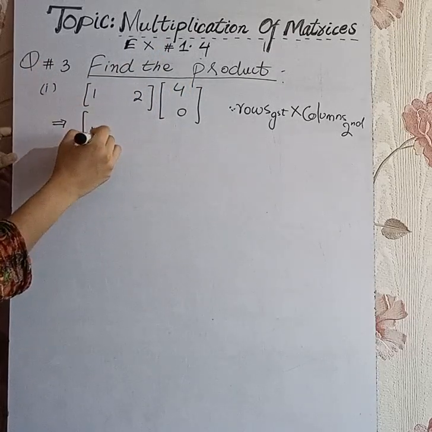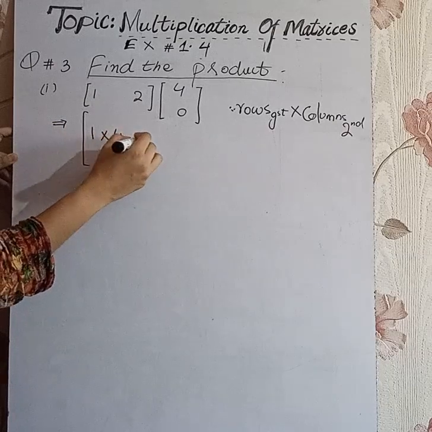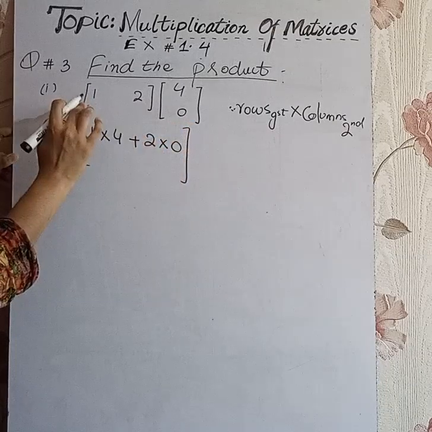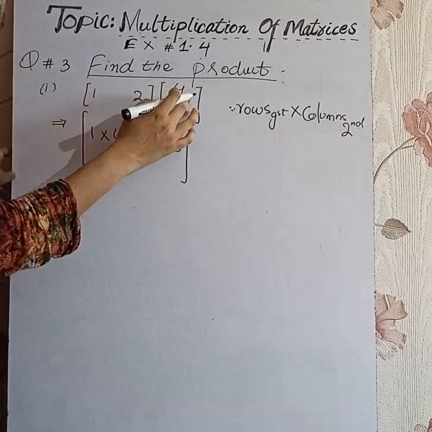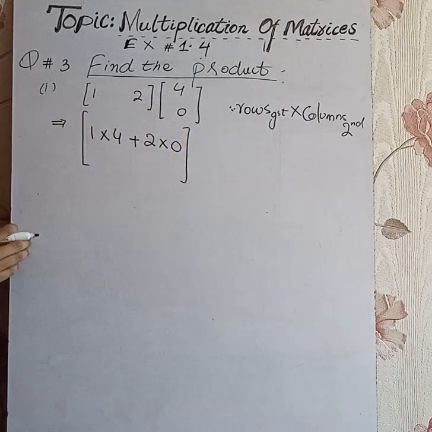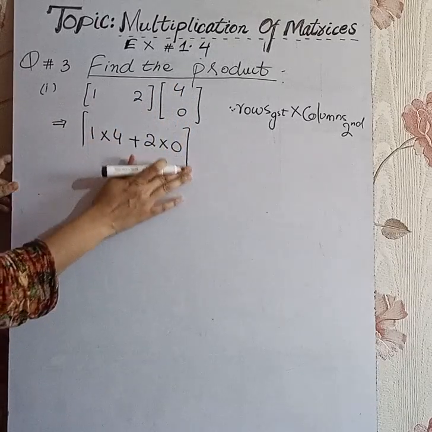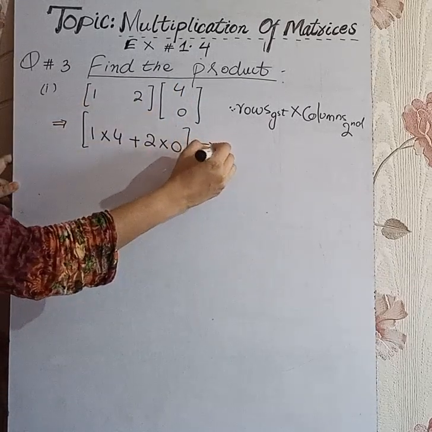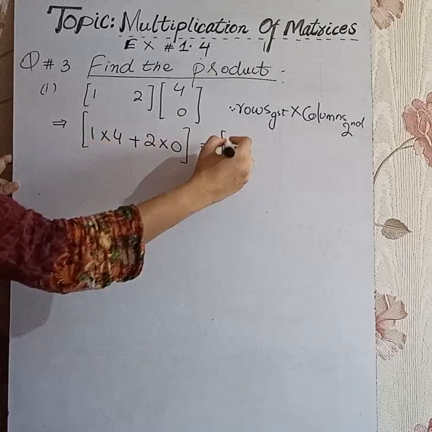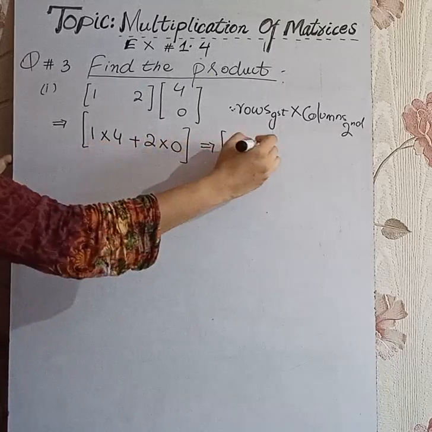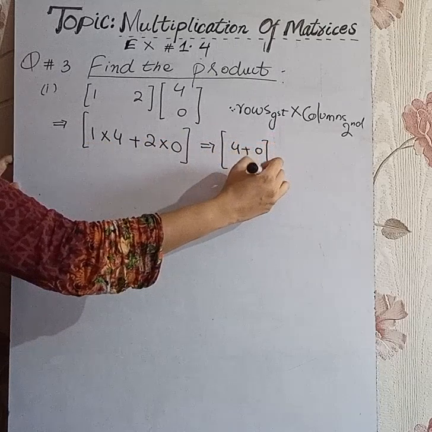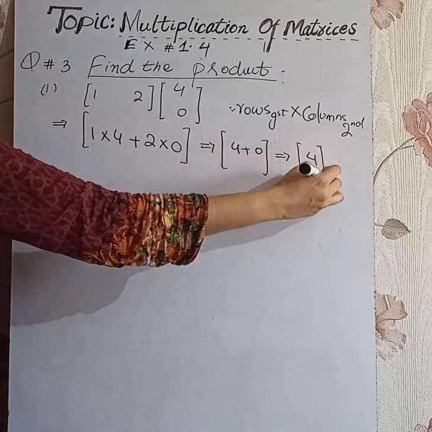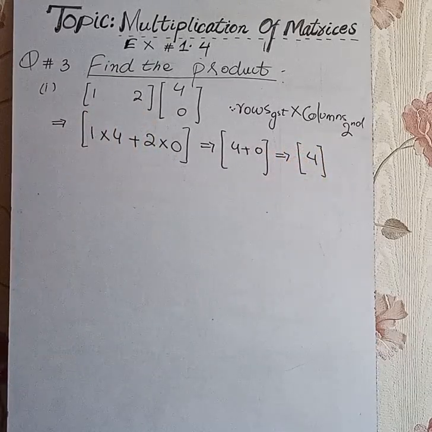So, 1 multiplied by 4 plus 2 multiplied by 0, because the first entry will be multiplied by the first and the second will be multiplied by the second entry. Okay then, we will simplify this because this matrix has only one row, so there is no more row over here. We will solve this: 1 times 4 plus 2 times 0. So 4 plus 0 is 4. This is the product of these two given matrices.